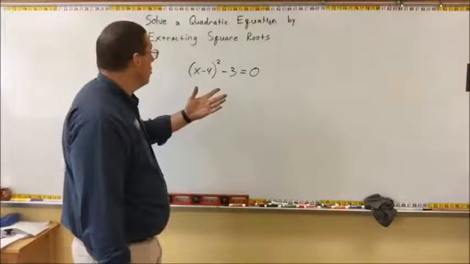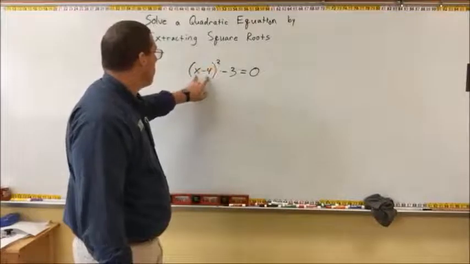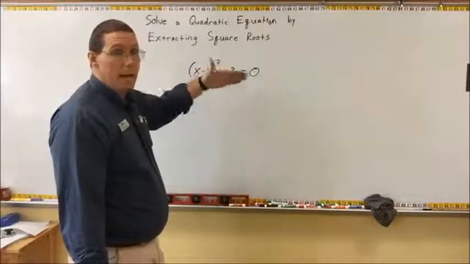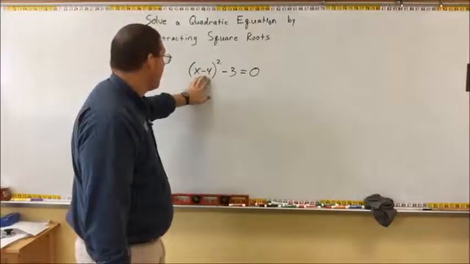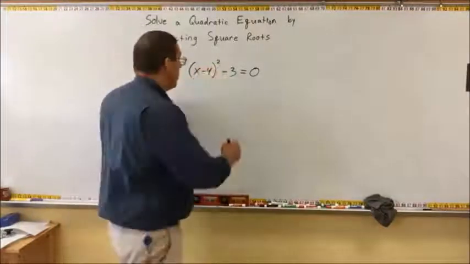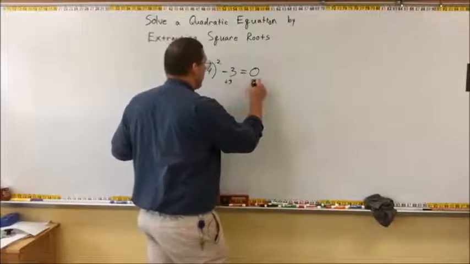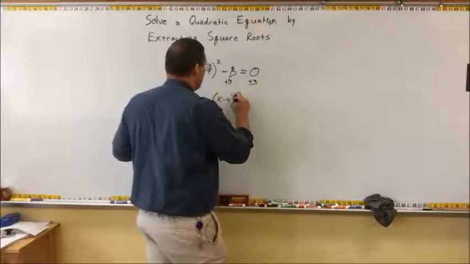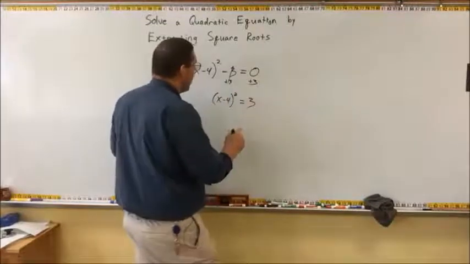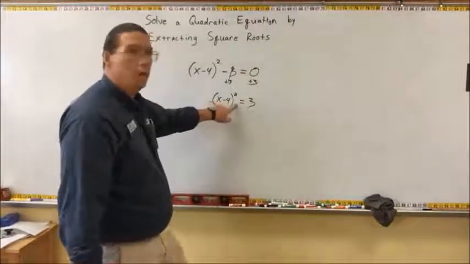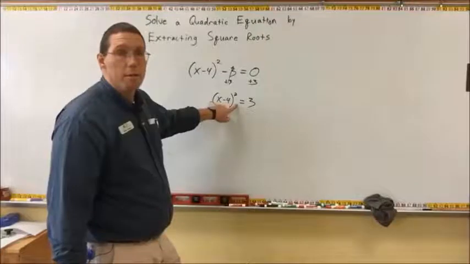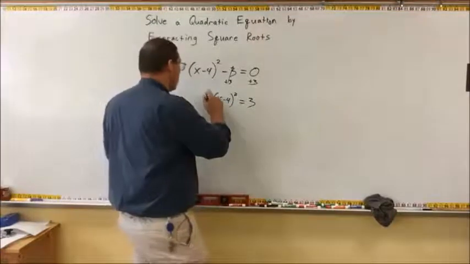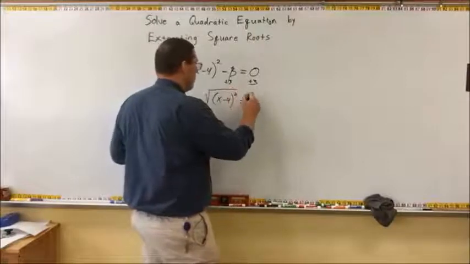Well, you can actually use extracting square roots on a binomial that is squared if you want to. It doesn't have to just be x squared. It can be any factor that is squared. So we're going to add 3 to both sides, okay? And we're going to have x minus 4 squared equals 3. Because this whole binomial is squared, we can take the square root of it. So we're going to do the square root here and the square root here.